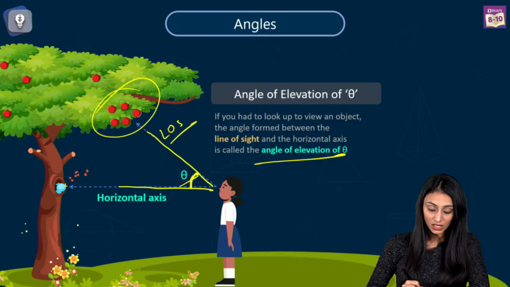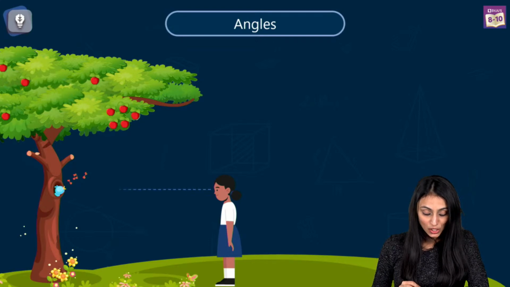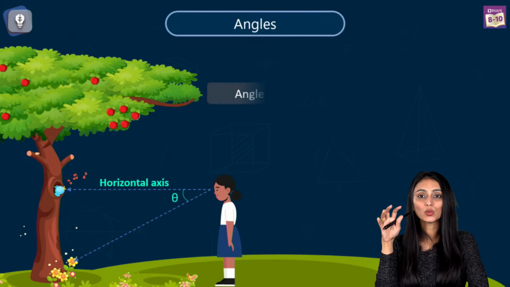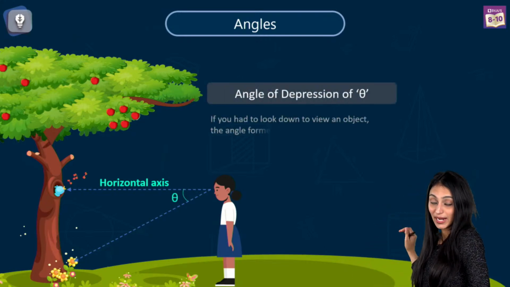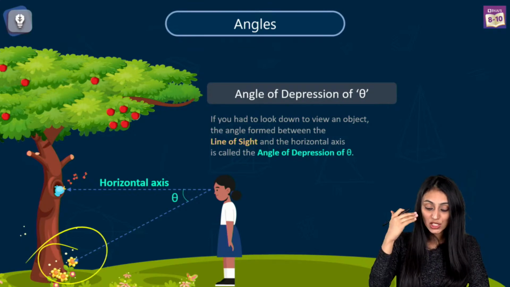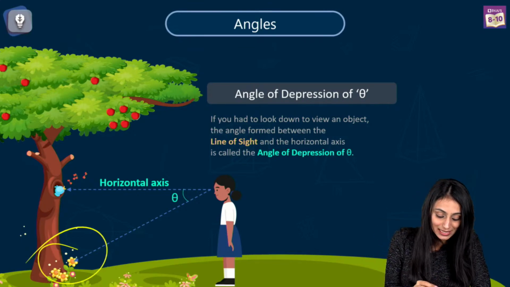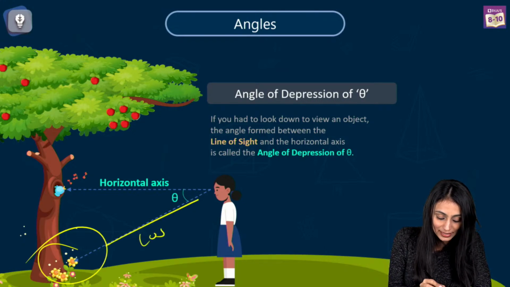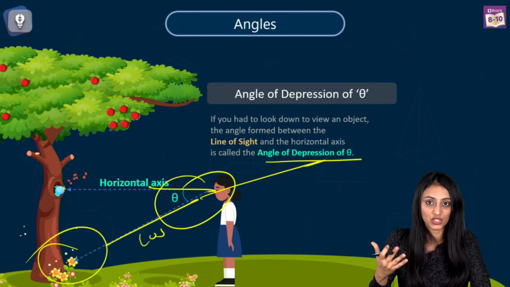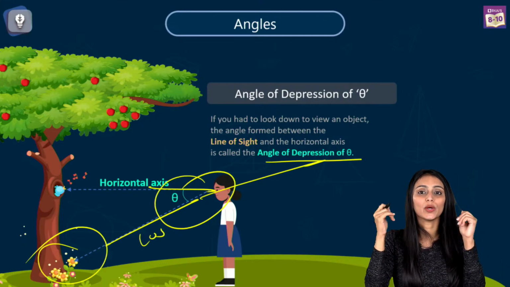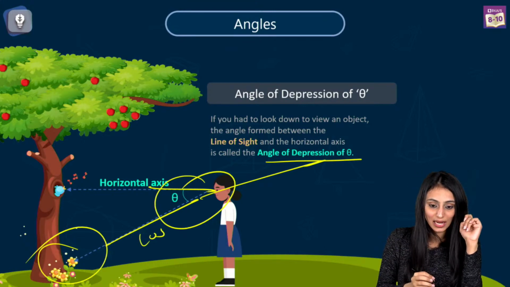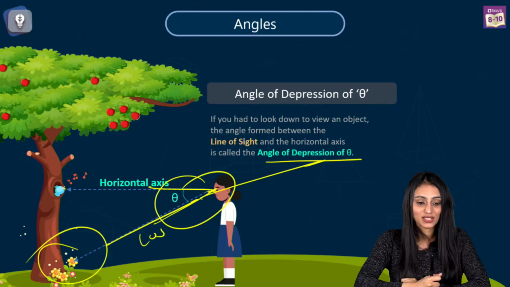All right. Now we'll talk about the angle of depression. Look at these beautiful flowers at the bottom of the tree. You can see that Pia is looking down to look at these flowers. So the object here is these flowers. When she has to look down to view an object, the angle is formed between the line of sight and the horizontal axis, which is theta here. That is the angle of depression. So when the observer is looking down to view an object, an angle of depression is formed at the observer's eye, between the horizontal axis and the line of sight.